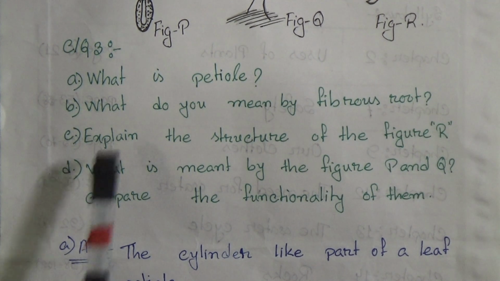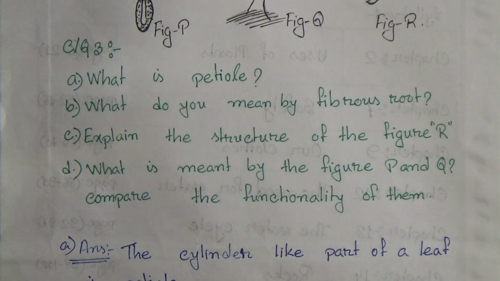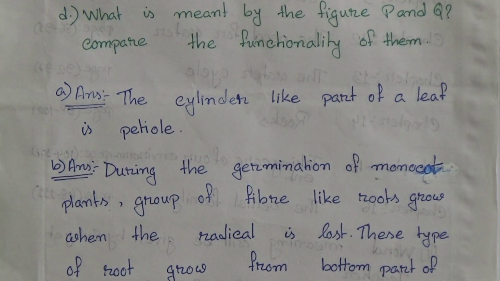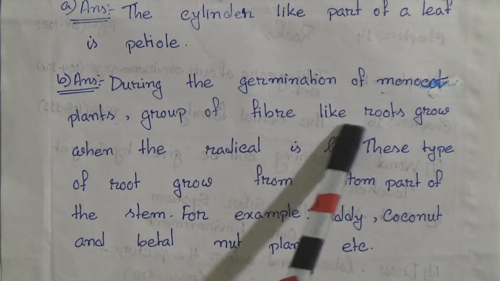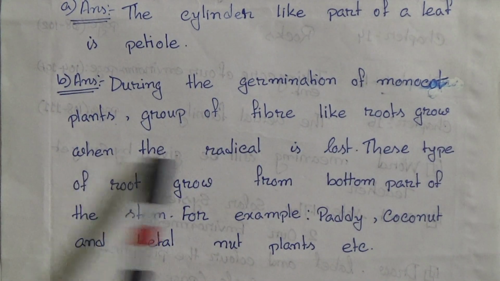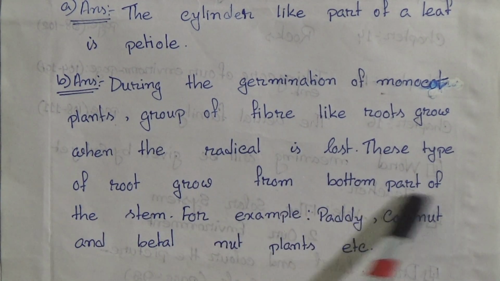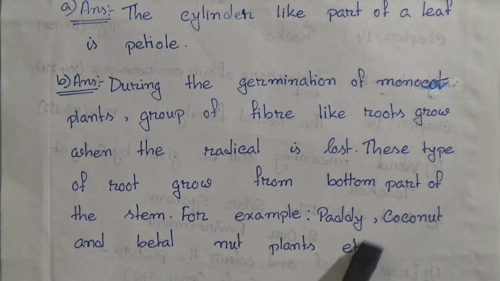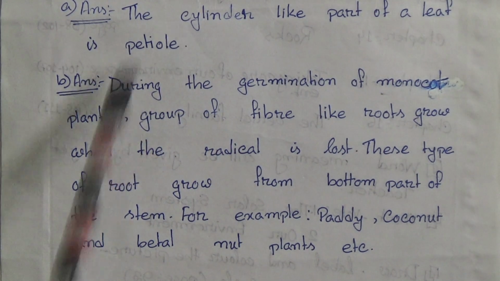Answer A. What is Pitori? The cylinder-like part of a leaf is Pitori. Number B. What do you mean by fibrous root? During the germination of monocot plants, a group of fiber-like roots grow when the radicle is lost. This type of root grows from the bottom part of the stem, for example, paddy, coconut and betel nut plants, etc. So, in this discussion we know about the fibrous root.